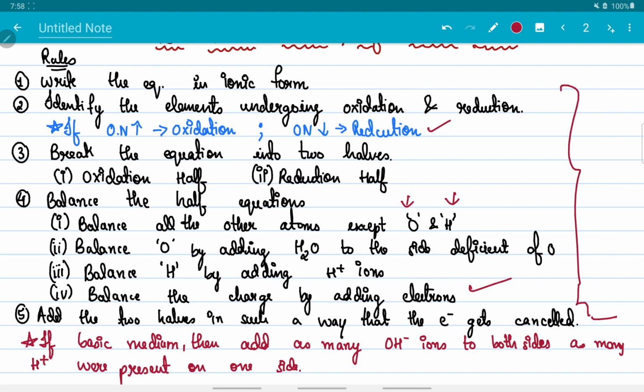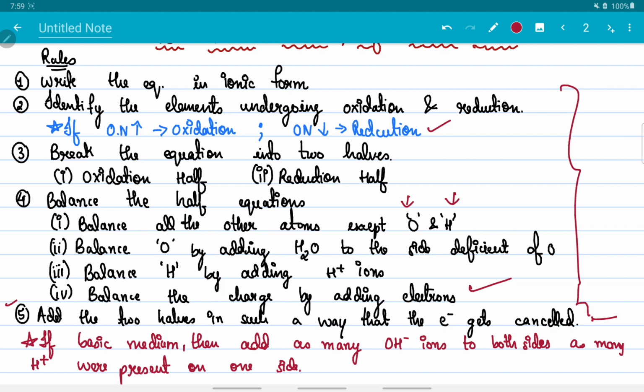But if your medium is basic, then you have to follow all these rules till the fifth one, and there's one extra step for the basic medium: you are supposed to add as many OH minus ions to both the sides as there are H plus ions present on one side. Now where does this H plus come from? We follow the same steps for basic medium and acidic. The difference is that the acidic medium equation will get balanced till the fifth step only. After that, no need for any other steps.